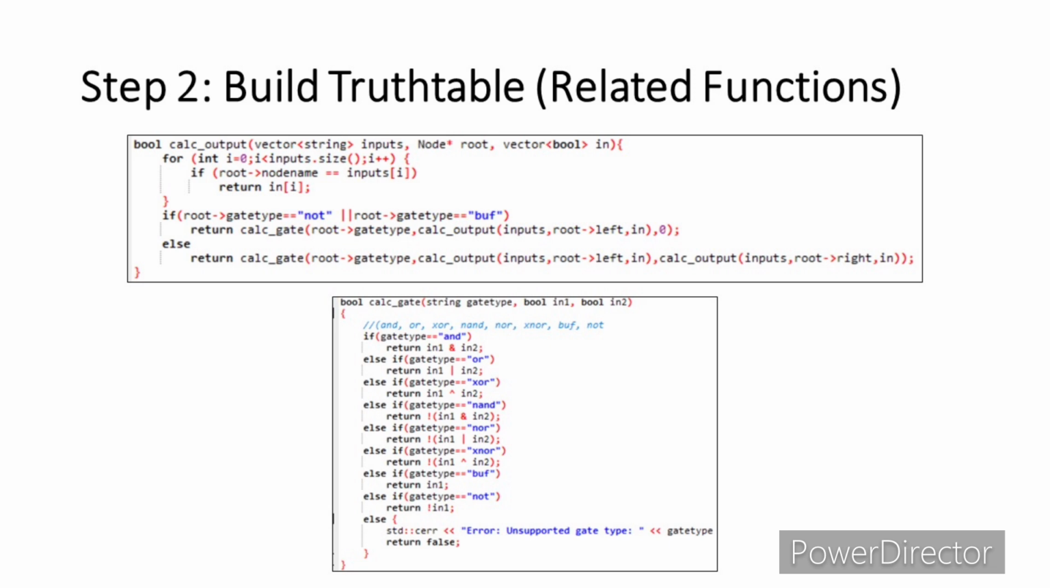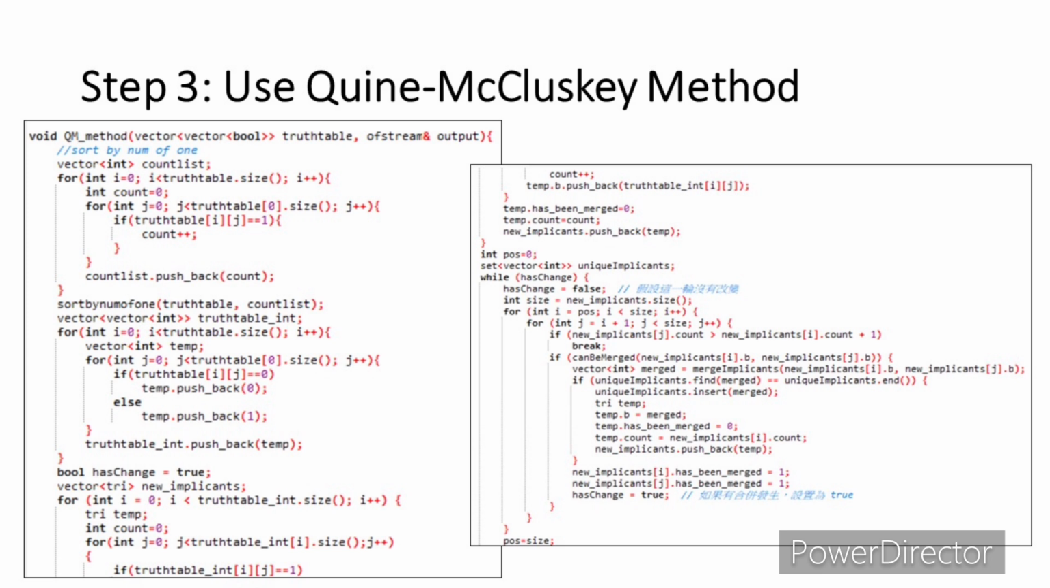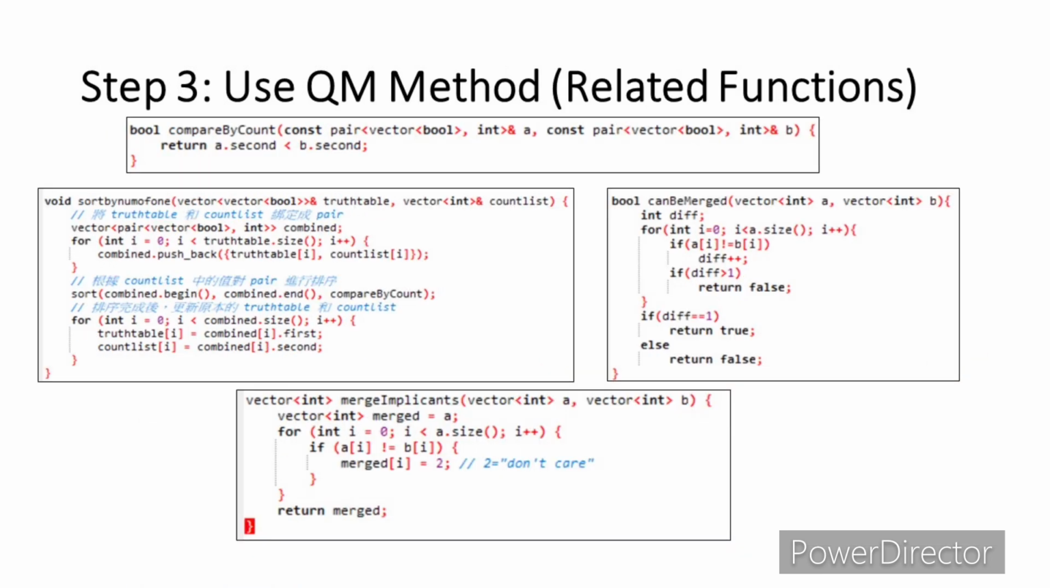Finally, I applied the Quine-McCluskey method to minimize the Boolean function. The process involved comparing rows in the truth table, merging rows with minimal differences, and replacing bits with dashes where merging occurred. This continued until all the essential implicants were identified. The result was then returned to a blif file for verification.